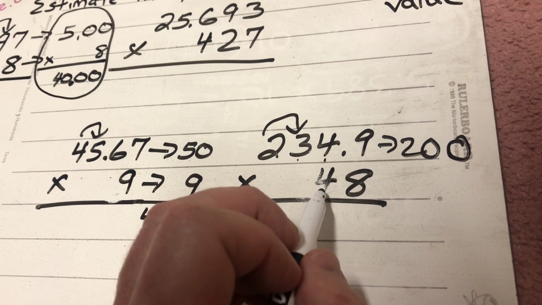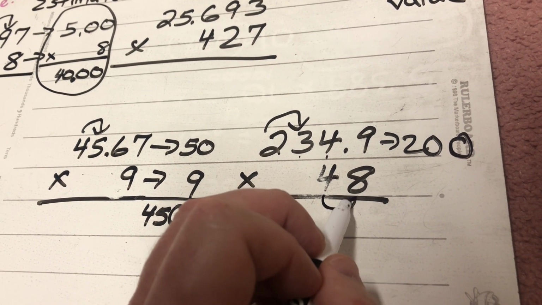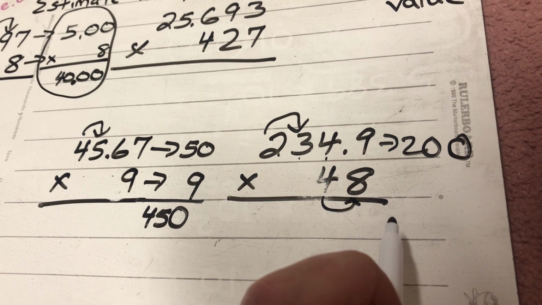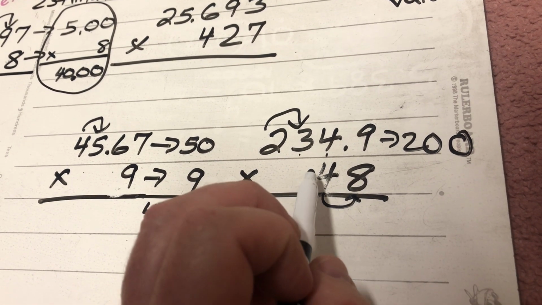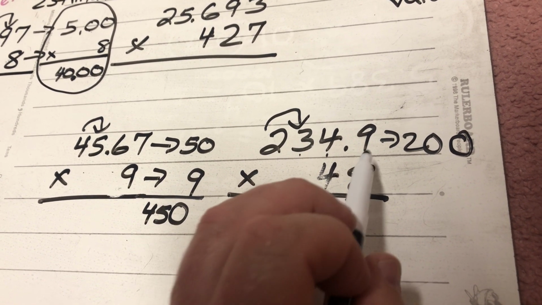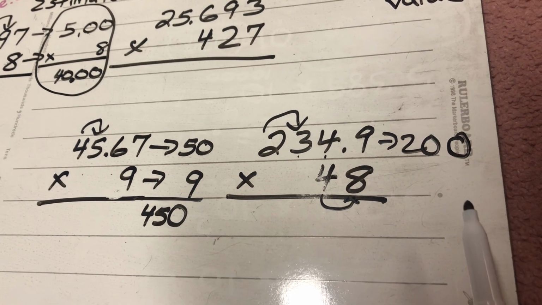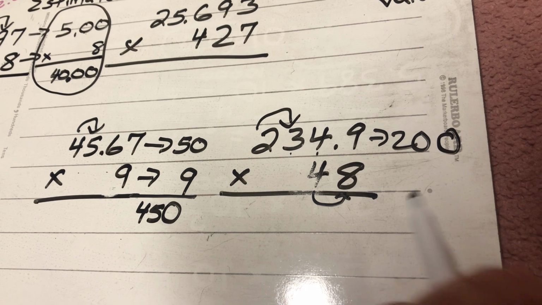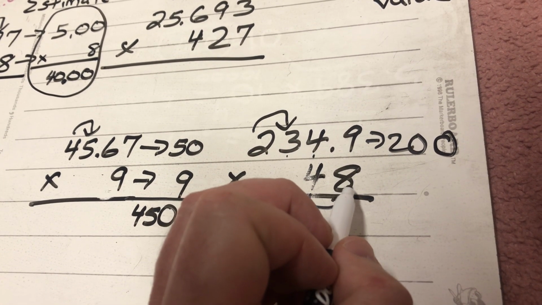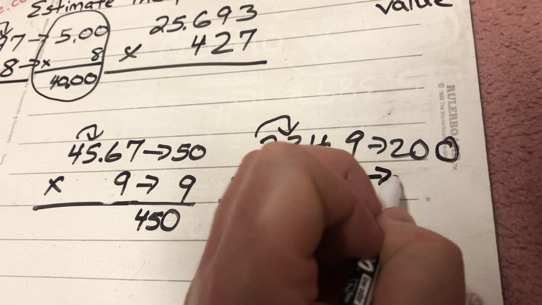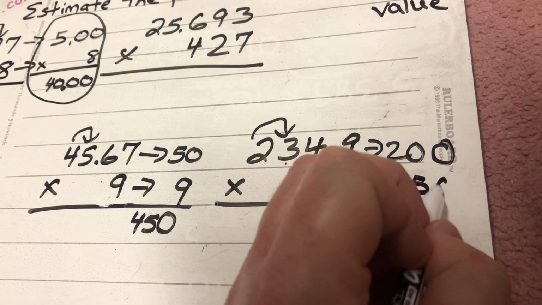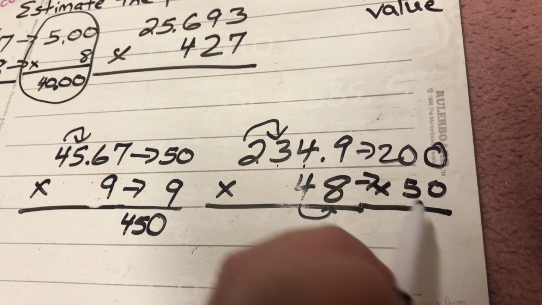Times 48, I go to the 8. The 8 tells me what to do with the 4. It's going to tell me to round up because 5 and higher, I round up. The 4 becomes a 5. I have to include that 0, so that's going to be times 50. I use my zeros trick.